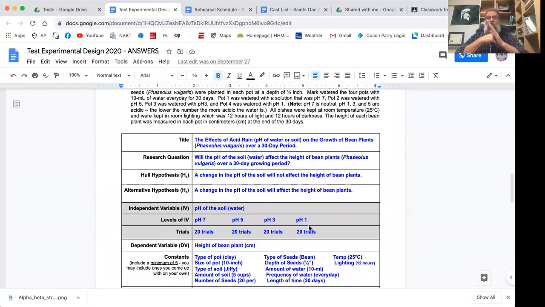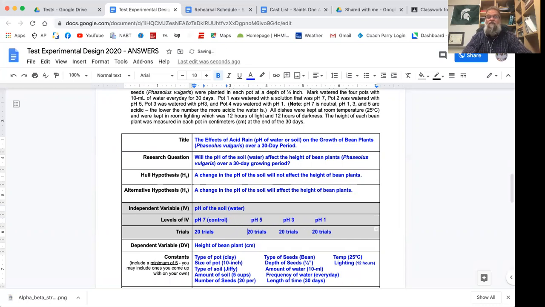Levels are what different groups are you setting up. So in the description, we're setting up 4 different pots, and each one's getting a different pH. One pot is getting a pH of 7, another pot is getting a pH of 5, another pot is getting a pH of 3, and another pot is getting a pH of 1. If one of those is your control group, you should identify it in parentheses. So say pH 7 is the normal pH that we would use. If that's the normal pH, we could mark that as our control group. So remember, you should mark your control group if you have one.